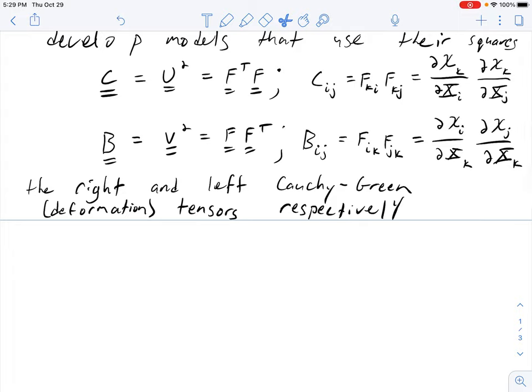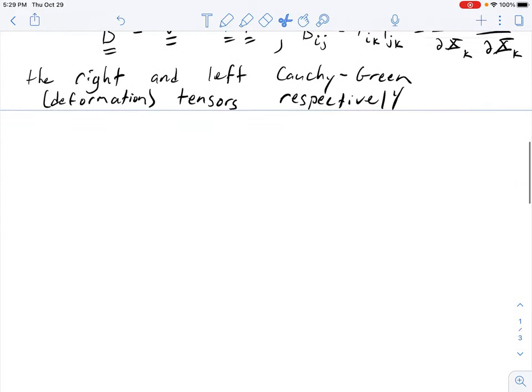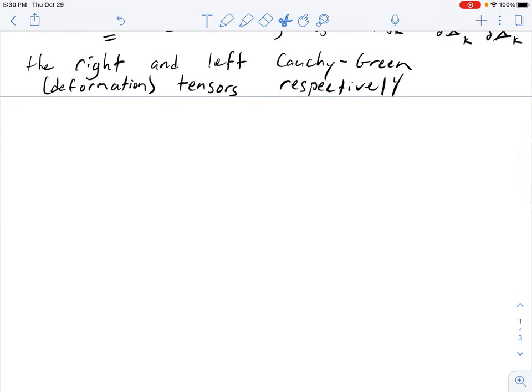We can also come up with a pretty useful tensor representation of the strain that works in nonlinear elasticity. This is called the Green Saint Venant strain tensor, and it's not the only strain tensor that we use in nonlinear elasticity, but it is probably the most common tensor measure of strain used.